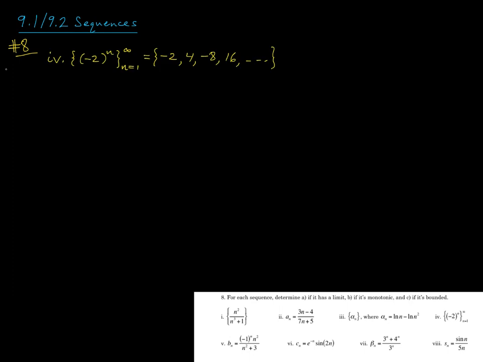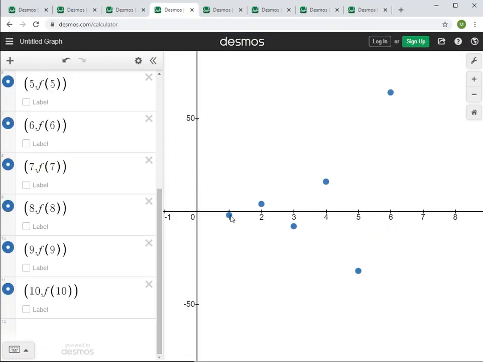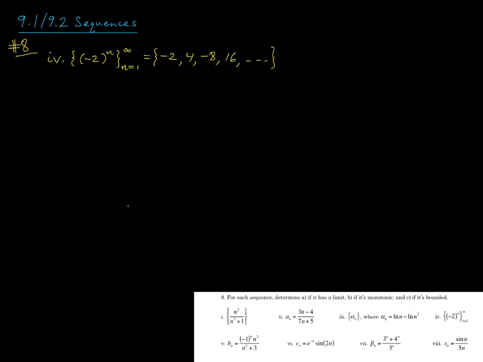We've got negative 2 raised to the nth power. The first couple of terms are negative 2, 4, negative 8, 16, and so on and so forth. Here's a picture of that sequence. We go from negative 2 to 4, negative 8, 16, negative 32, 64, and so on. All right, so does this thing have a limit? No, it does not, right?